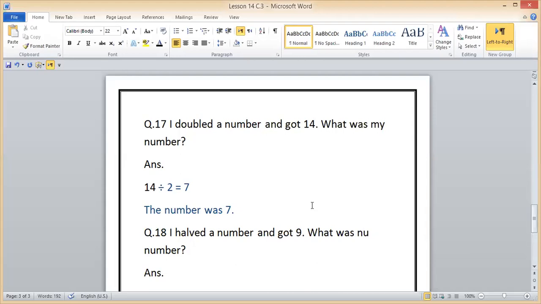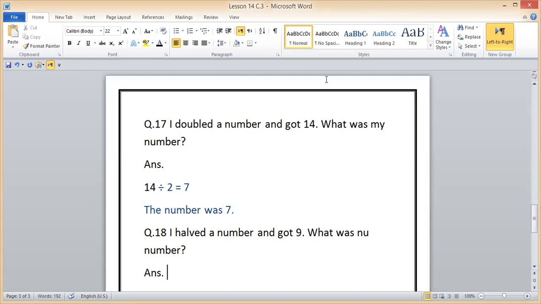Yes, Sharif, very good. What about other students, guys? I halved a number and got 9. As you did in question number 17, you will do in question number 18 as well. Find out the opposite of that. You halved a number and got 9. So what is the opposite of half? The opposite of half is double. So find out the double of 9. In that way, you will find out what the number was.